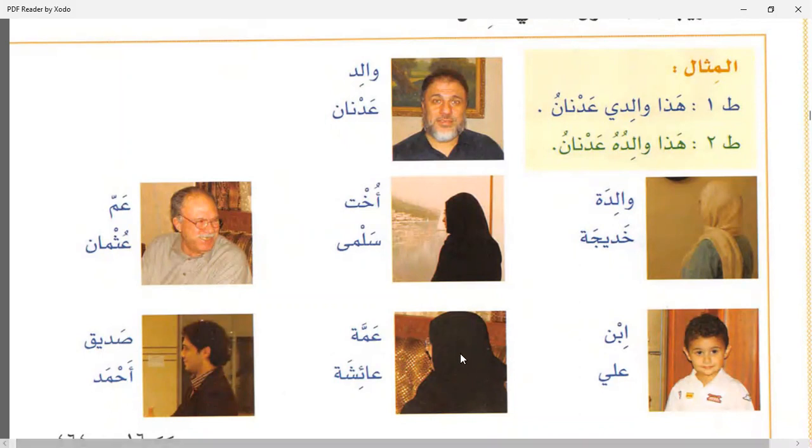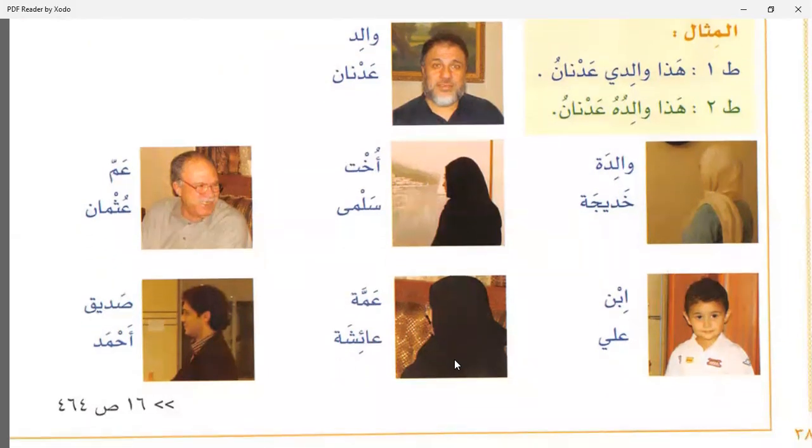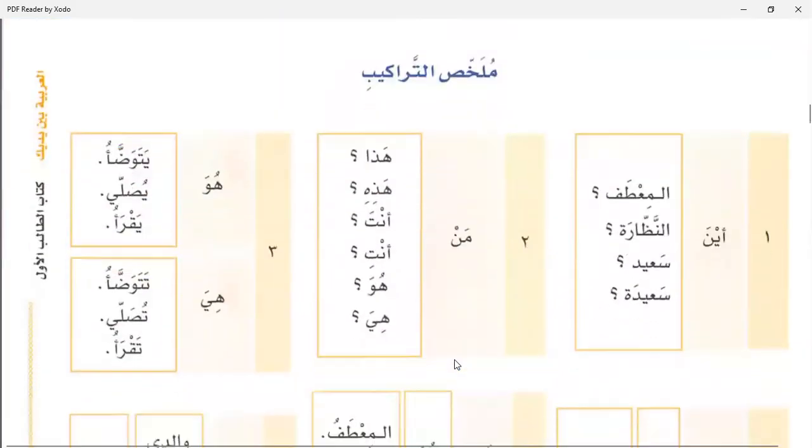هذا صديقتي محمد. صديقتي is female. Then this one is male. صديقي. Yes, هذا صديقي أحمد. هذا صديقي محمد. هذا صديقه أحمد. Okay. If anyone has any question, she can ask me.